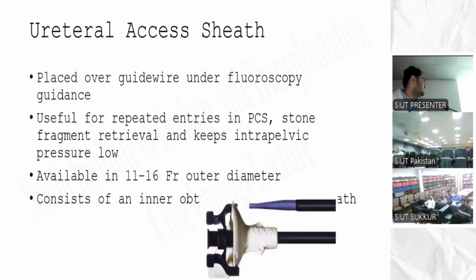As far as ureteral access sheaths are concerned, the ureteral access sheath has an obturator and an outer sheath. The advantages of this sheath: once we introduce it over the guide wire, it keeps the intra-pelvic pressure low. It helps in stone retrieval. It prevents repeated entries of the instrument into the pelvicalyceal system. And it is available in sizes of 11 to 16 Fr outer diameter.